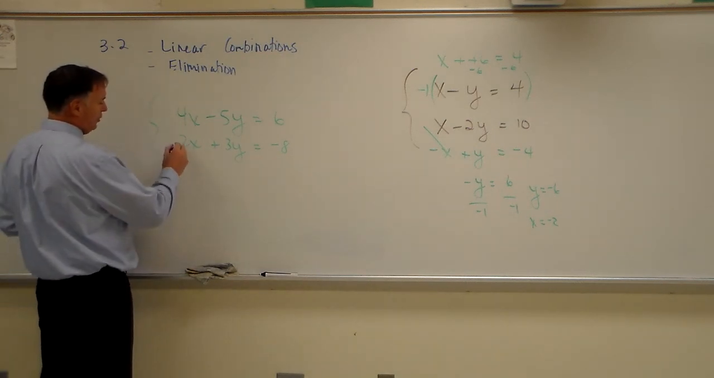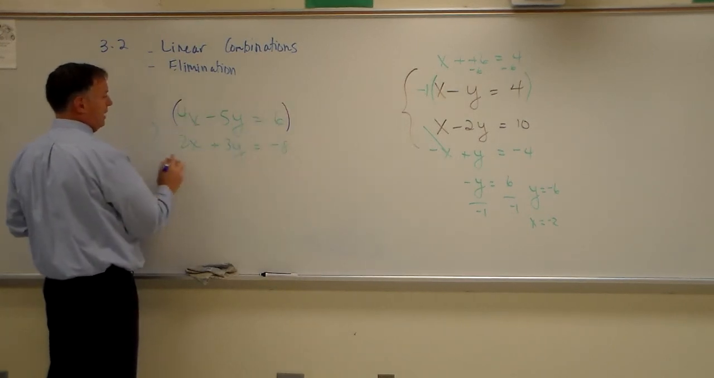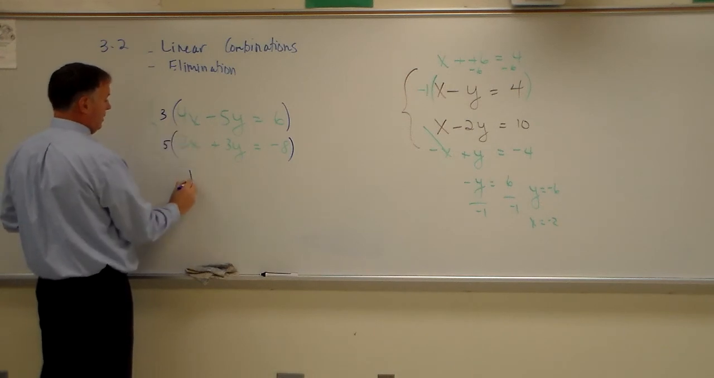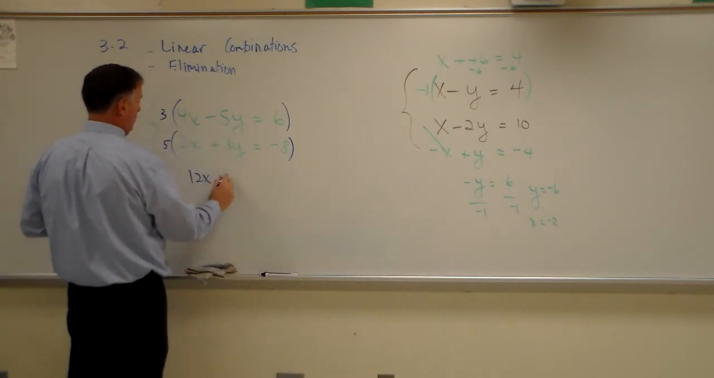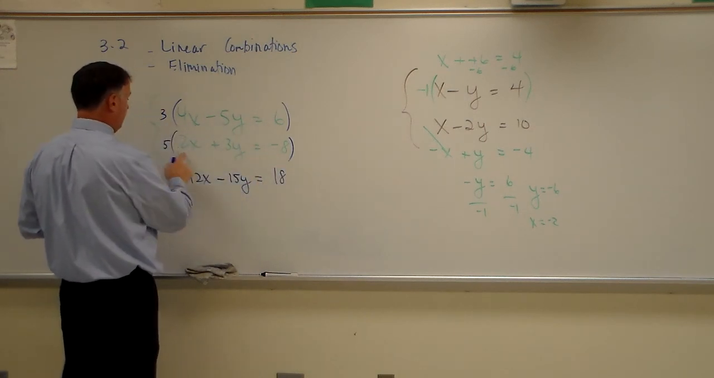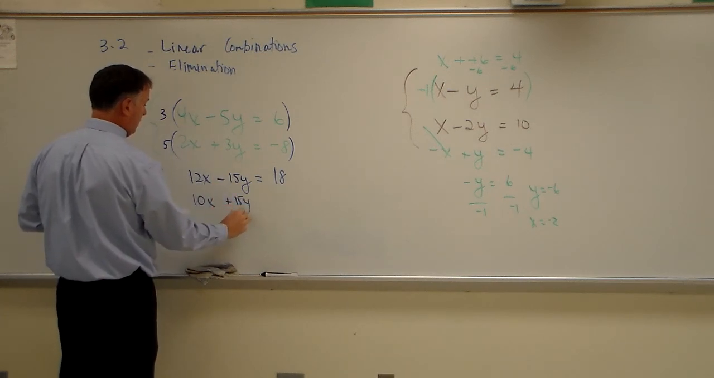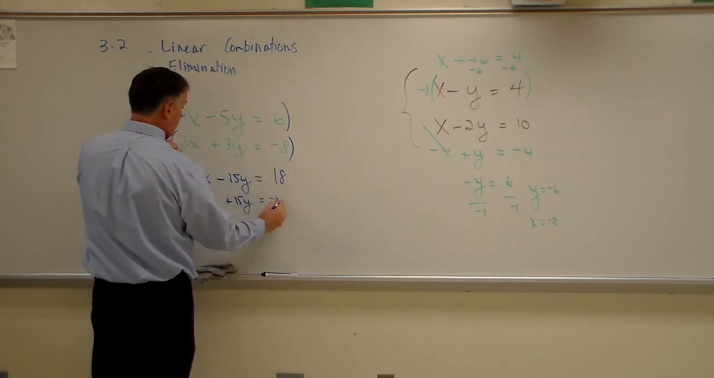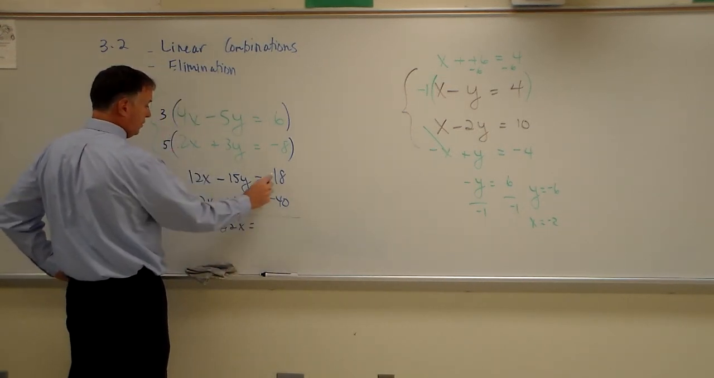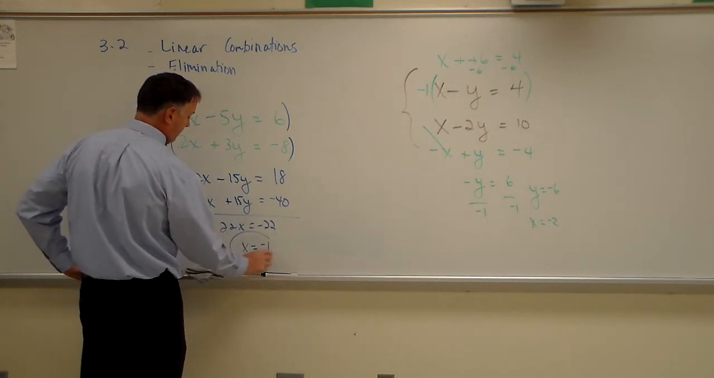So I'm going to start. This one here, I guess you could have multiplied this one times the negative 2, but I'm going to do it where we multiply both. I'm going to multiply this one times 3, and then this one times 5. So it's going to be 12x minus 15y equals 18. 10x plus 15y equals negative 40. And I get 22x equals negative 22, so it looks like x is negative 1.